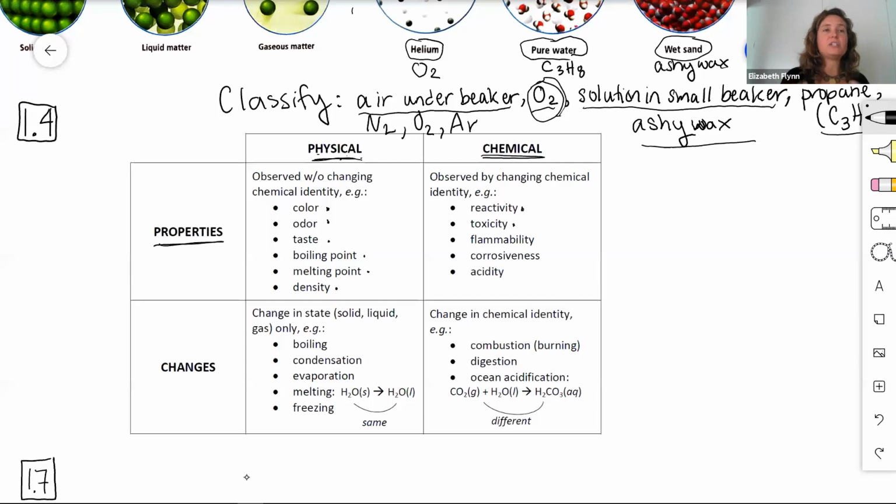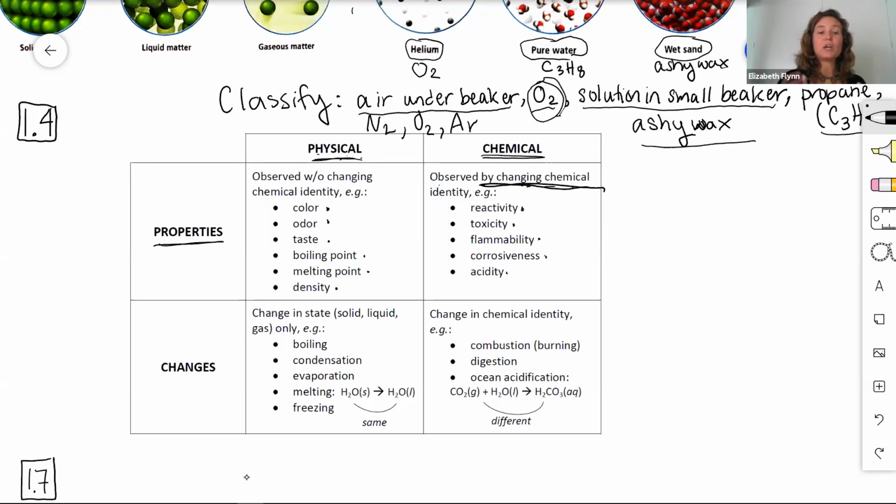And by definition, that substance has to change into something else in order for the toxic process to happen. So another chemical property is something like flammability, where something actually has to light on fire and undergo combustion to see if it's flammable. Therefore, the chemical composition would have to change in order to assess the flammability of that substance. Corrosiveness, same idea. Acidity as well. A chemical property is only observed by changing the chemical identity.